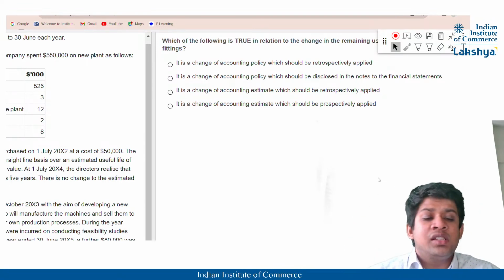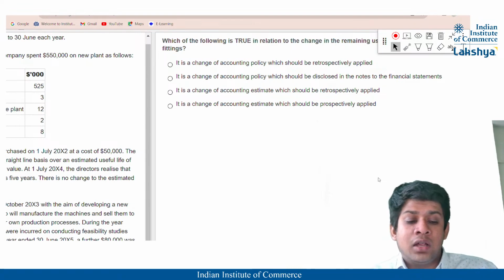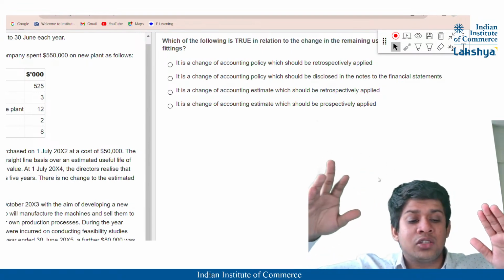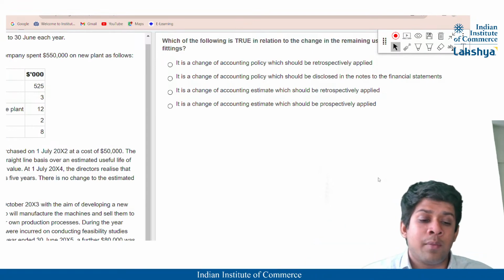I'm just changing the depreciation to be charged in the current and the future years, right? So that means it is dealt with prospectively. Retrospectively means going back and changing. Prospectively means changing in the current and the future years to come, right?